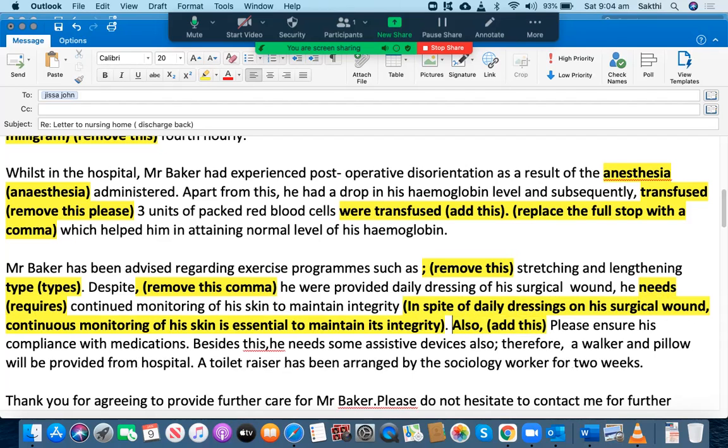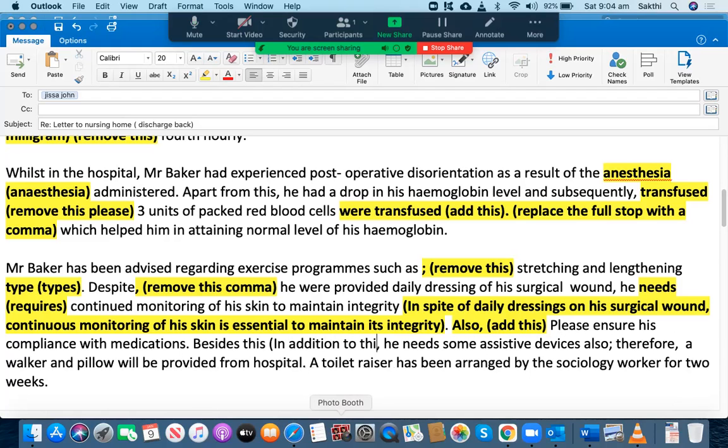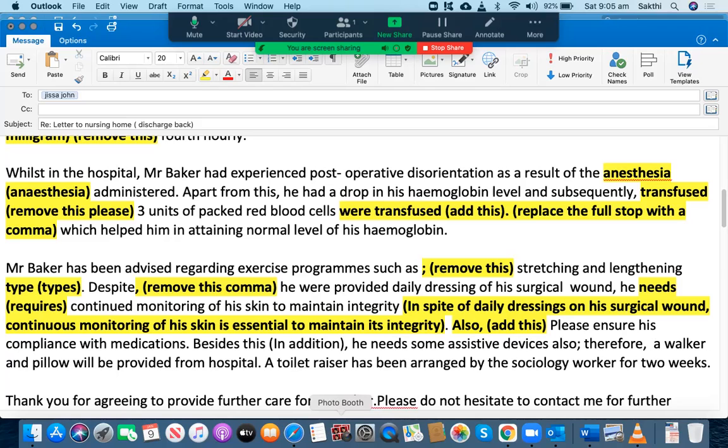Also, please ensure his compliance with the medications besides this. It's better not to use besides, because that's more of an informal connecting phrase. So it's good to use in addition to this. Okay, that would have been much better. Or simply he could have mentioned in addition. That's fine.